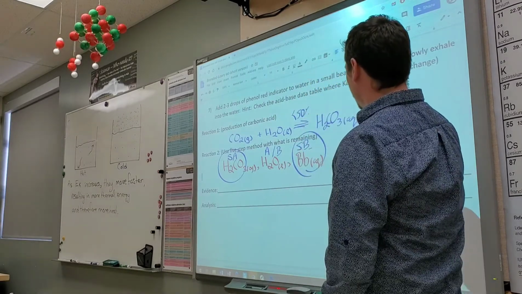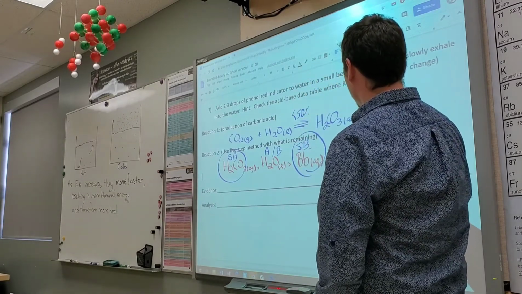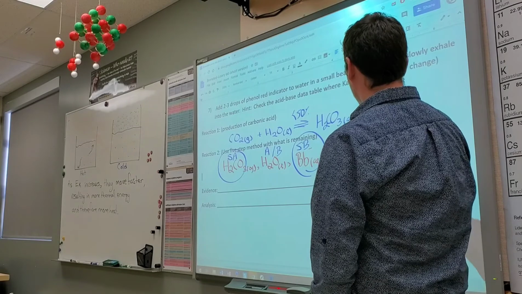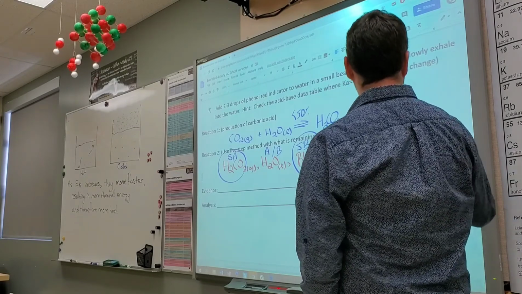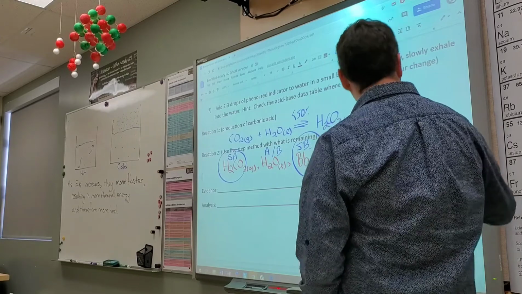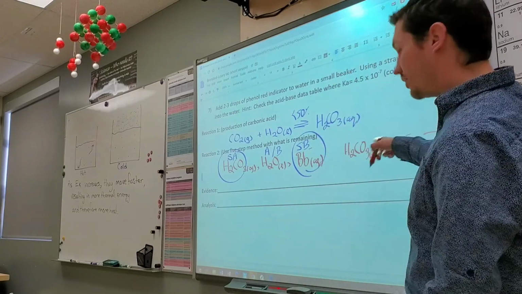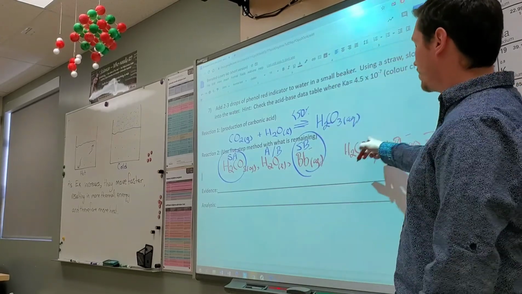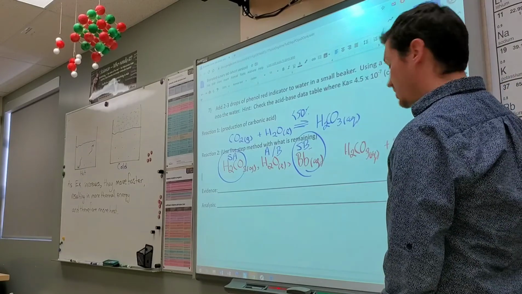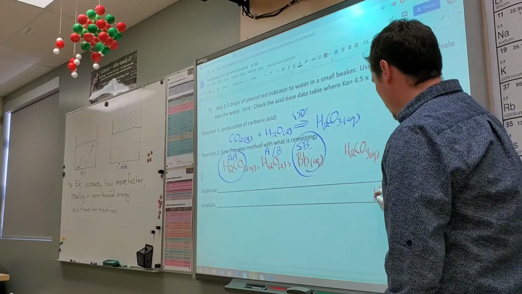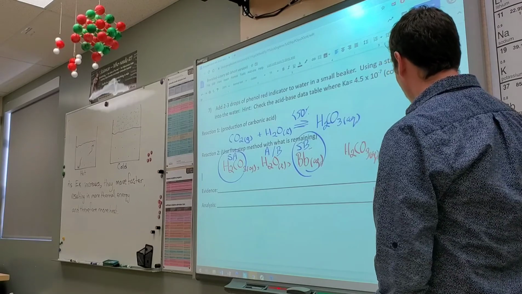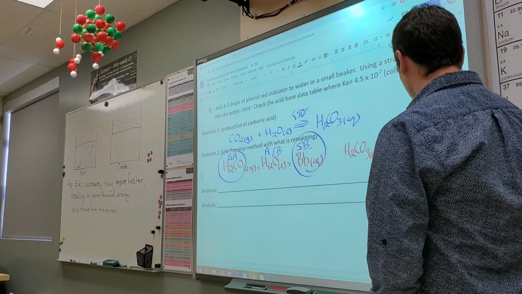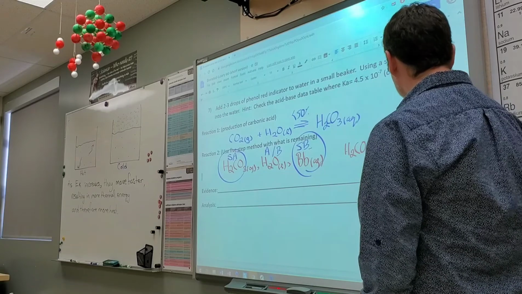So we're going to get H2CO3 aqueous reacts with BB minus aqueous. And it's going to create, right, the acid transfers a proton to the base. So it's going to make HCO3 1 minus plus HBB aqueous.